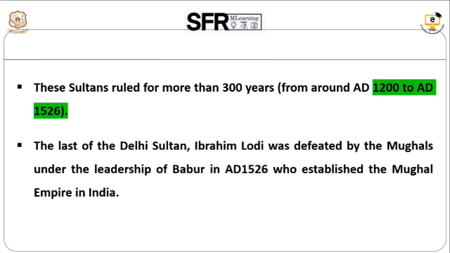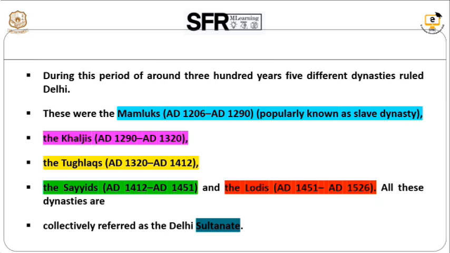The last of the Delhi Sultans, Ibrahim Lodi, was defeated by the Mughals under the leadership of Babur in AD 1526, who established the Mughal Empire in India. So there was a difference between the Delhi Sultans and the Mughal Empire. During this period of around 300 years, 5 different dynasties ruled over Delhi.